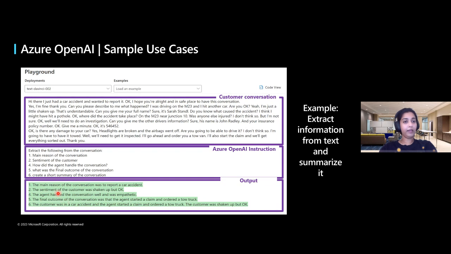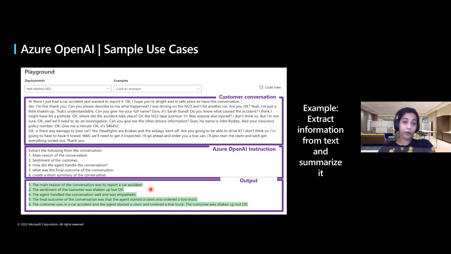The response that you get back is the same 6 points in the same order. For example, you get everything from the sentiment of the customer, shaken up but okay, all the way through to how the agent handled the conversation, was empathetic, again, that sentiment coming in. Create a short summary of the conversation. This one sentence has a lot more value and information than having to read this entire paragraph over here. So again, keep in mind that this is important in a customer scenario, in a call center scenario.